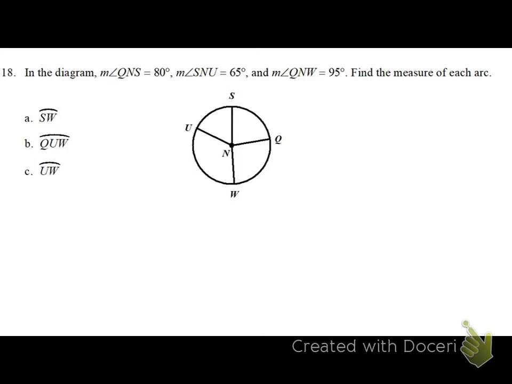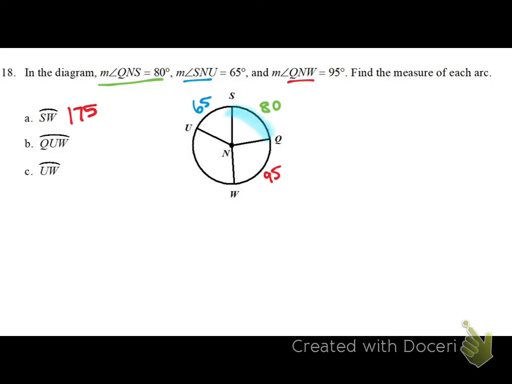All right, let's answer it. It says QNS is 80, so that means its arc is 80, because these are central. SNU is 65, which means this is 65. QNW is 95, which means this arc is 95. So find arc SW. It has to be less than 180. So if you went the other direction, you would have something bigger than 180. But what is 80 plus 95? 175. So that's minor. That's good. How did I know SW would be minor? It's 2 letters.